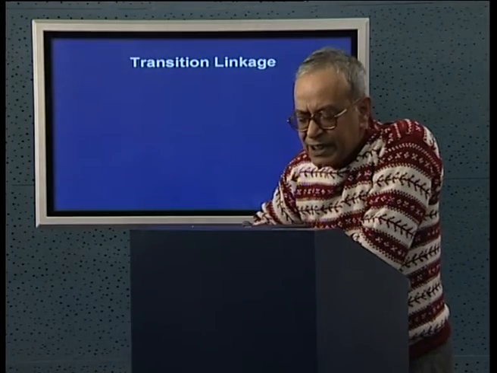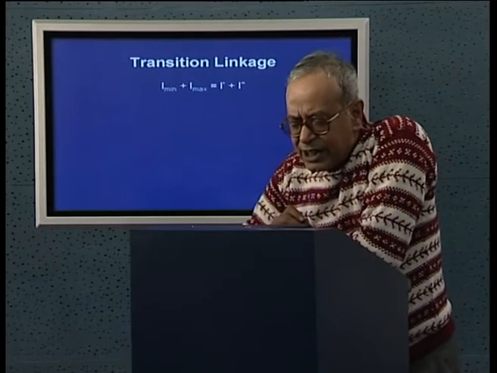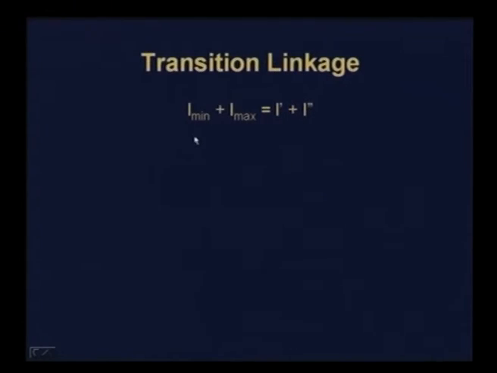Now that we are done with both Grashof's and non-Grashof's chain, let me talk of the boundary between Grashof and non-Grashof, which is known as transition linkage. In the transition linkage, the sum of the longest link and the shortest link is exactly equal to the sum of the remaining two links. That is, L min plus L max is equal to L prime plus L double prime.